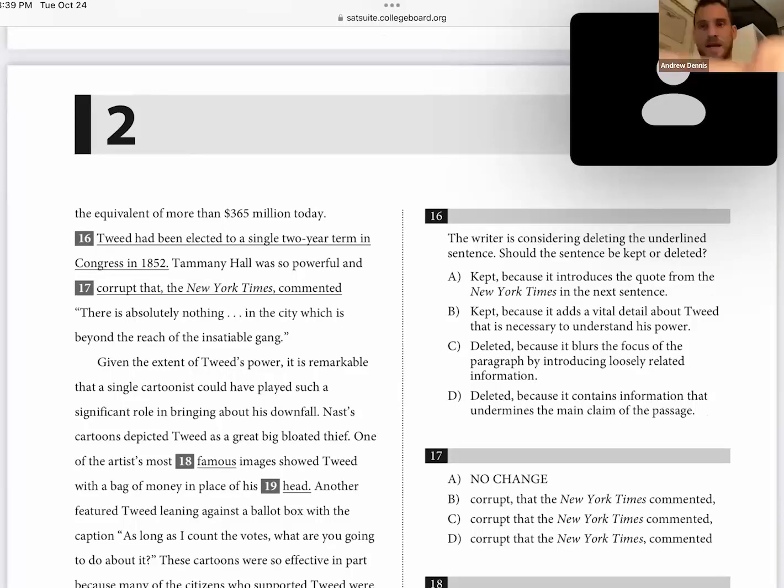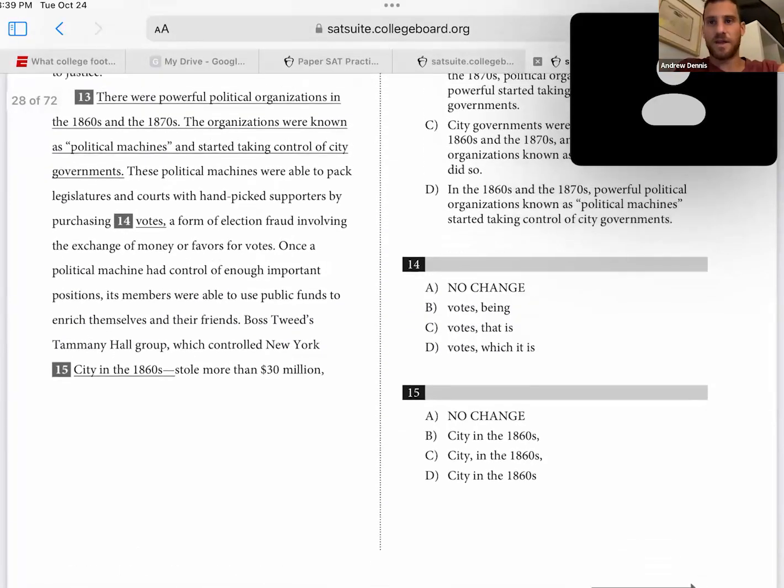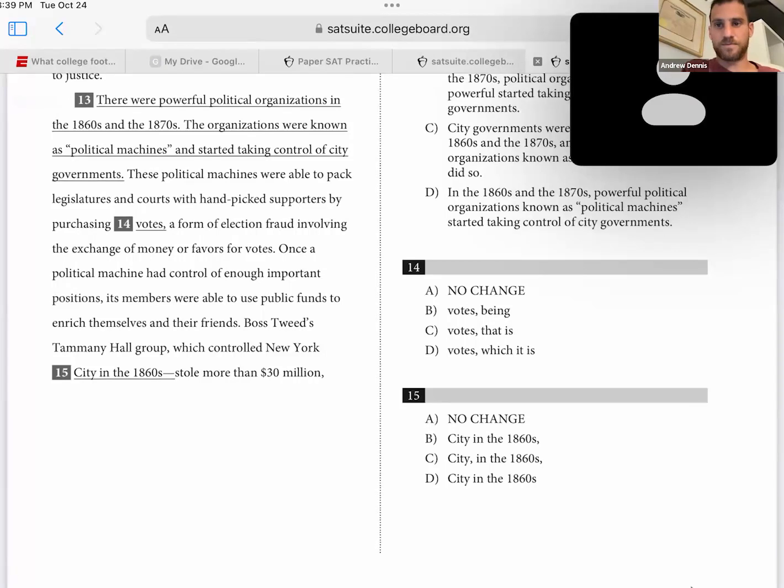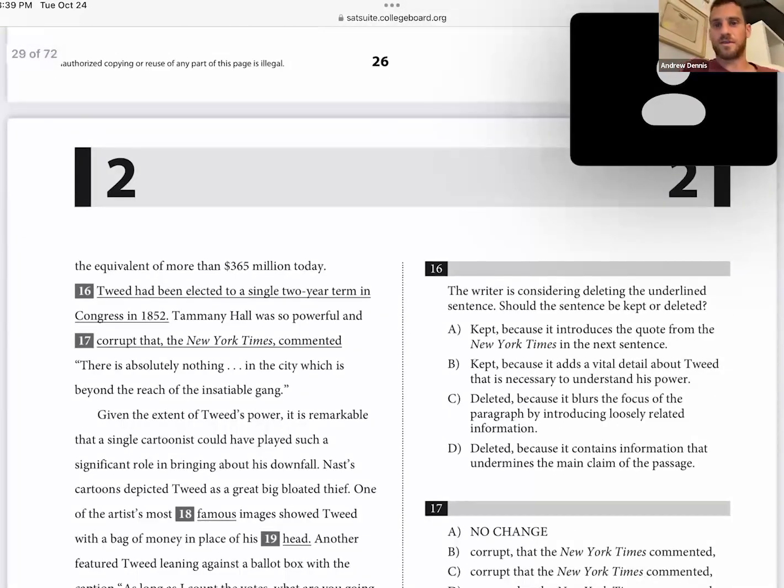What's the main claim of the passage? You know, that they were basically really big political machines. So it doesn't do that. The answer is going to be C there.